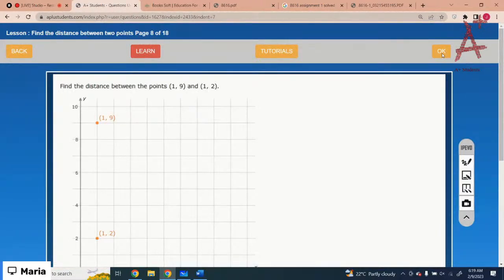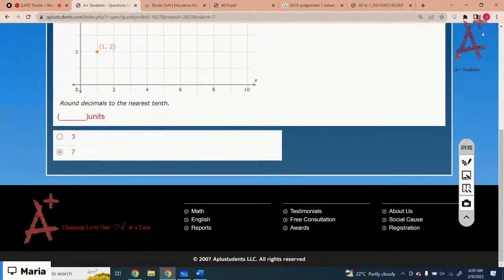Okay, the next one is find the distance between the points 1, 9 and 1, 2. So what is the distance between these 2 points? They have the same x component, so just subtract their y component. Got it? So it would be 9 minus 2 is 7. Got it? So just select the correct option and click on the OK button. Okay, you can complete the test by yourself later today. So let me just move on to the next lesson.